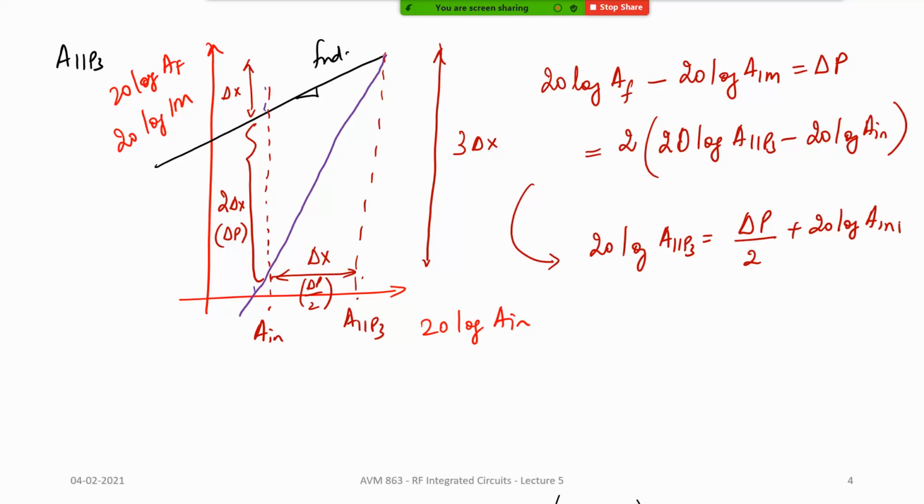Or if you are measuring it and you found delta P and you know the input power, it is very easy to estimate IIP3. So this equation is very useful, as it relates your IIP3 number, your relative IM, and your input power. Many times you will know the IIP3 number and the input power you are giving, and you want to find the relative IM. Directly you can find it using this equation. All right, so with this I will conclude the discussion on this.